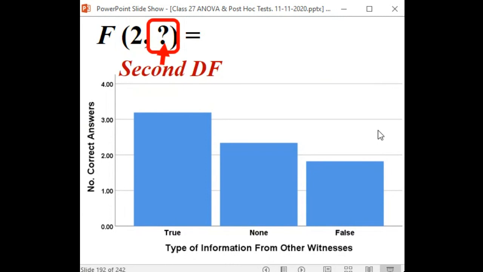So now let's turn our attention to the second degree of freedom. There were 3 groups in this study, and there were 30 students in each group. So here's another question for you. What number should we write for the second degree of freedom for F? You may not know the exact number, but you can make a really good estimate. So let me repeat the question. What number should we write for the second degree of freedom? Okay, I'll give you a moment to think about it.